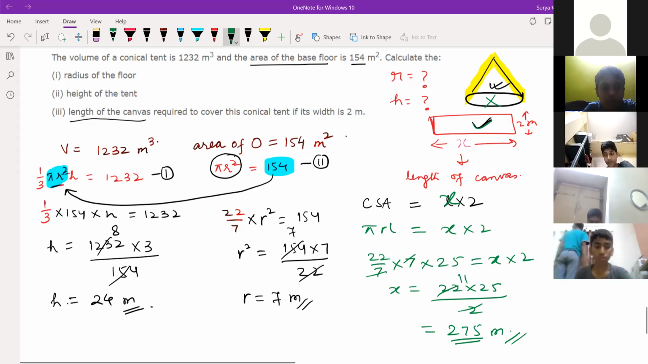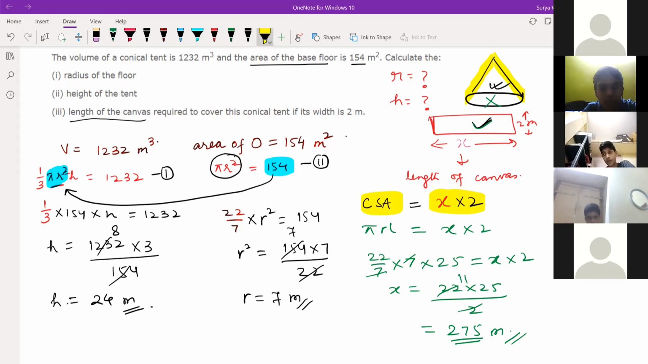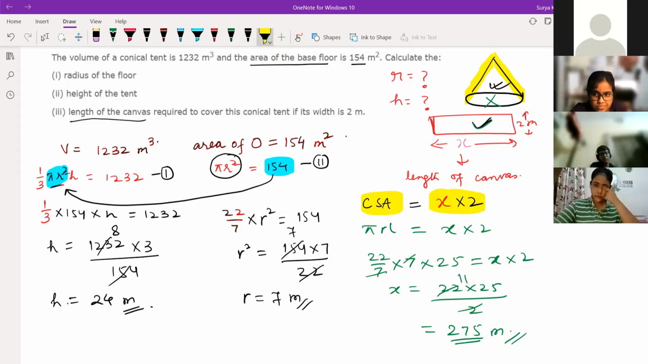Is it clear here? This is a very important part. Why is CSA x into 2? This is mainly what you should remember. You should understand it here itself. Anyone who is having doubt? Akshat, it's clear to you? No, I don't think it's clear to you, right, Akshat? Yeah, sir. Deepshikha, it's clear what I've written here?